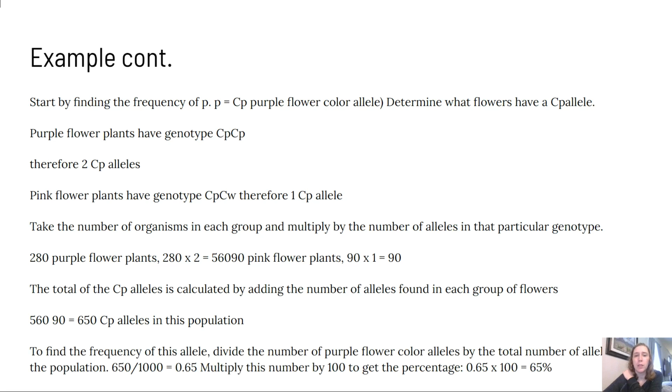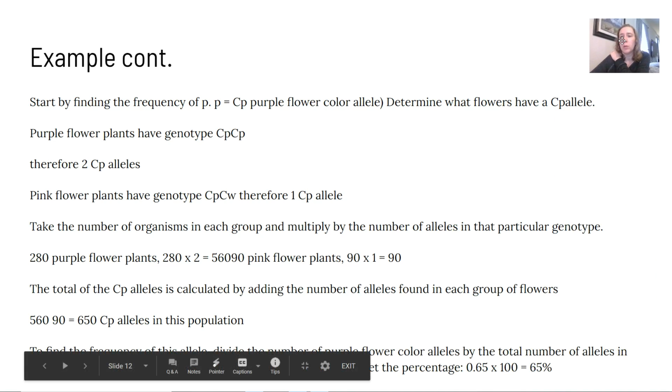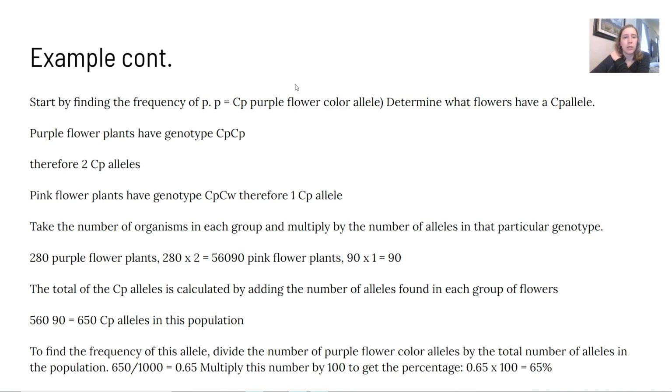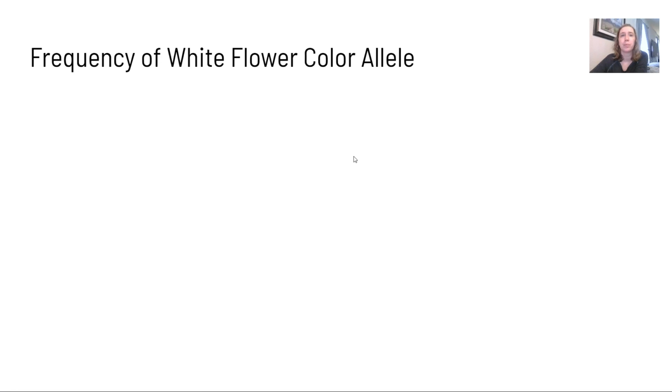To find the frequency of this allele, we divide the number of purple flower color alleles by the total number of alleles in the population. So 650 divided by 1,000, we said we had 500 plants. Multiply that by 2 because they're diploid, we'd have 1,000 alleles. So we get 0.65. Multiply by 100 to get a percentage. So 65% of that population have this CP allele.